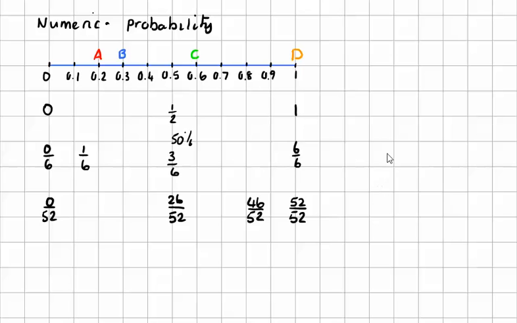Now, fractions are all different, but what do you know about fractions? They can all be turned into decimals, and they're all the same. So 6 out of 6, 52 out of 52 is always 1. 26 out of 52, 3 out of 6, 1 out of 2 is always 0.5. So if we use decimals, we can standardize things. Everything can be written on the same scale.